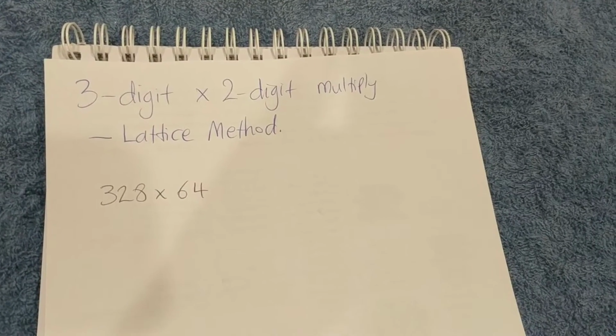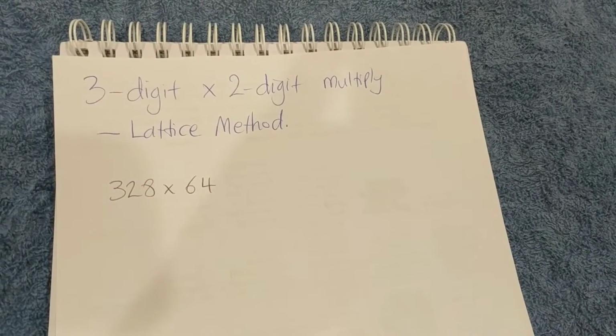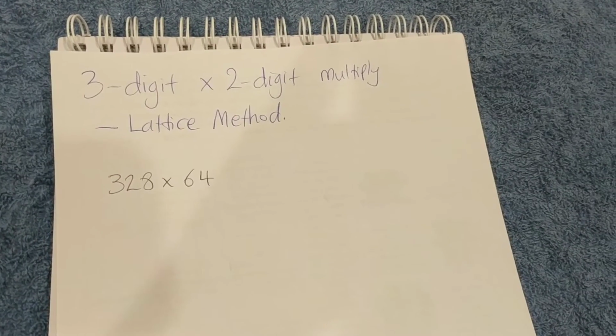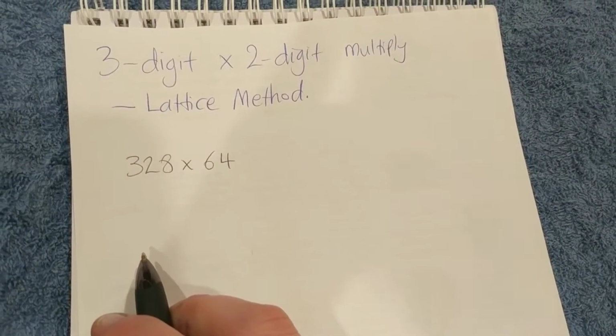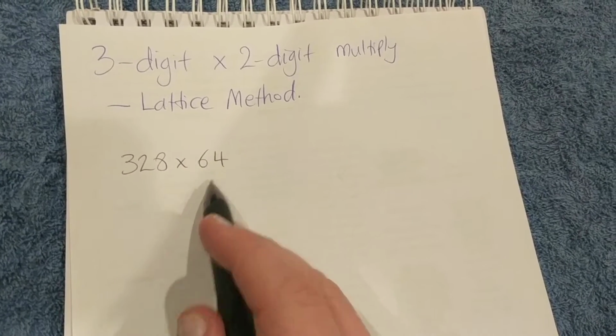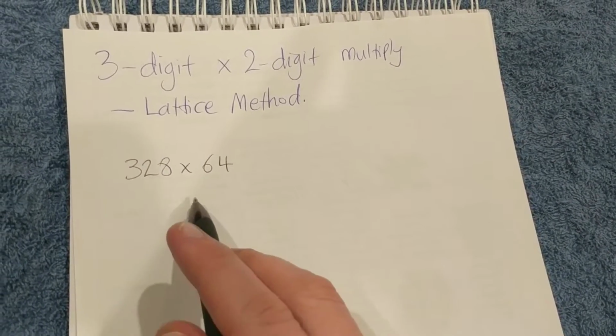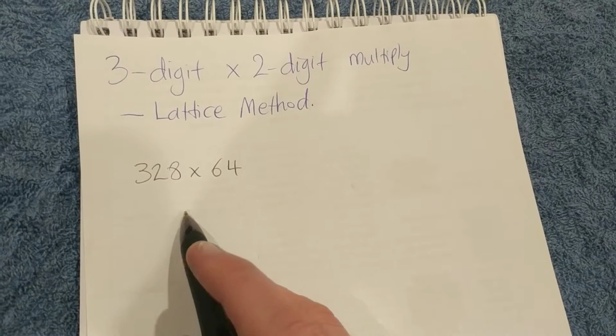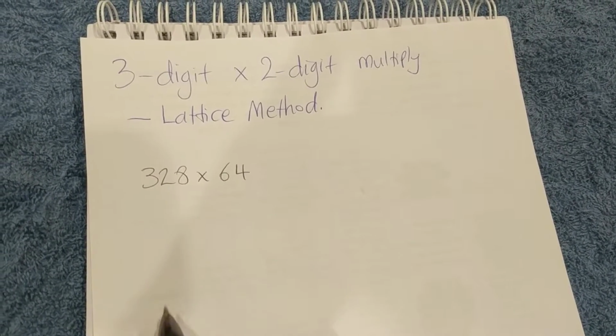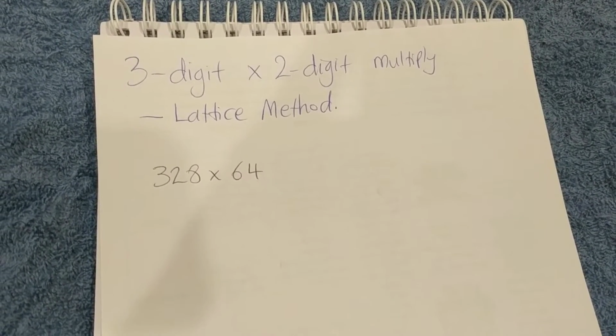Hi there, here's how to do a 3-digit times 2-digit multiplication using the lattice method. We had an earlier video that showed how to do a 1-digit times 3-digit multiplication, and this time we're going to show you the lattice method which involves 2 digits. So you'll need 2 rows of boxes this time around.